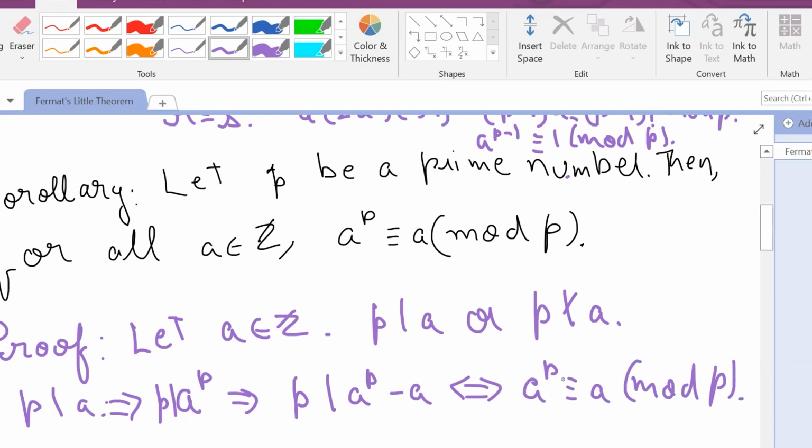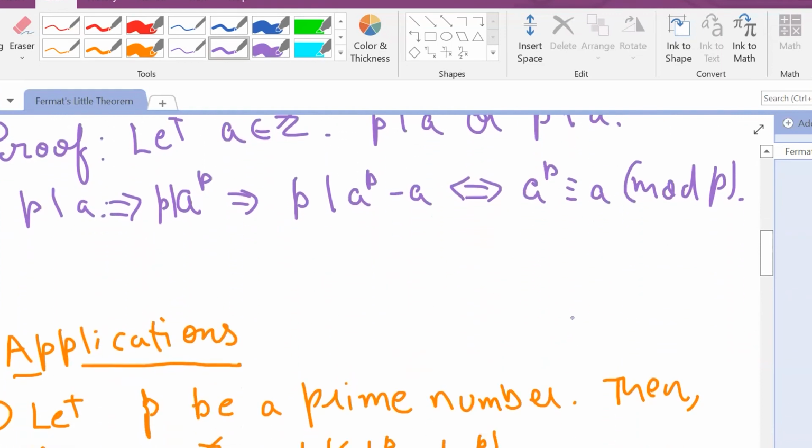Wonderful. Now, this statement is true for at least P divides A, but then what happens if P does not divide A? Well, if P does not divide A, what happens to the GCD of A and P exactly? Anybody can answer that if you'd like to. 1. Excellent. Can you give me the reasoning? What are the possibilities for the GCD? It's either 1 or P, right? Because those are the only divisors of P. Now, because P does not divide A, it cannot be P.